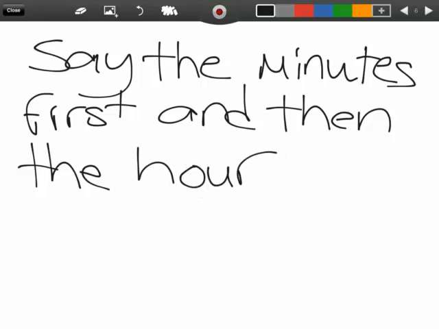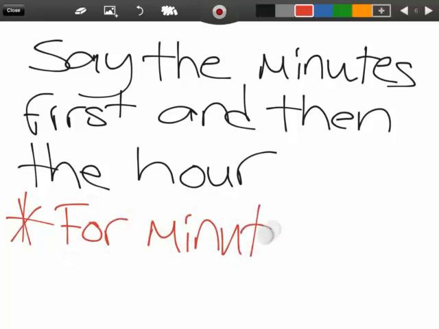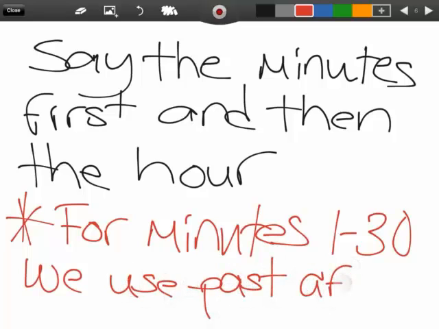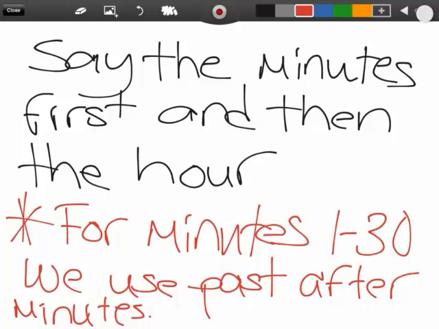So if I wanted to use minutes between 1 and 30, I would use past after the minutes. Let me go ahead and write that down for you. I'm going to put a star here. For minutes between 1 and 30, we use past after minutes. For minutes 1 through 30, we use past after minutes.